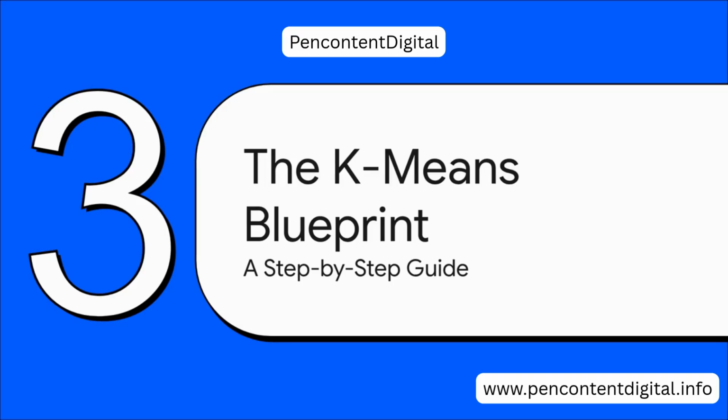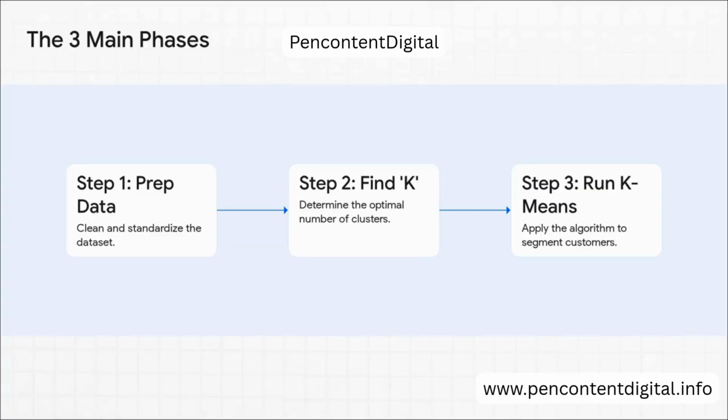Now, I know machine learning algorithms can sound kind of intimidating, but the process actually follows a really clear and logical blueprint. So let's just walk through it step by step. It really just boils down to these three main phases. First, we've got to get our data ready. Second, and this is crucial, we have to figure out the right number of groups. That's our K. And then finally, we get to the fun part, we unleash the algorithm.